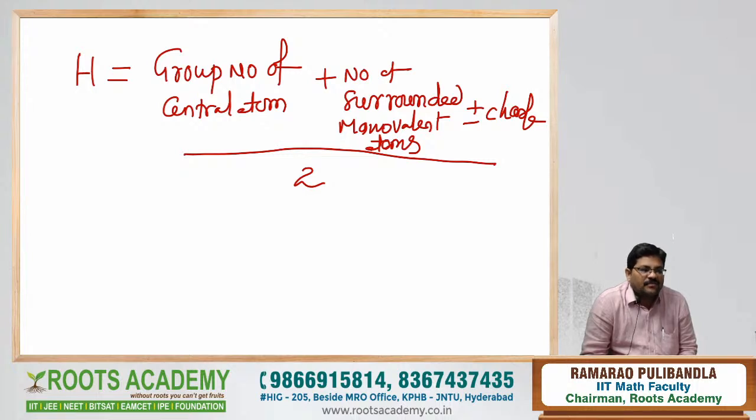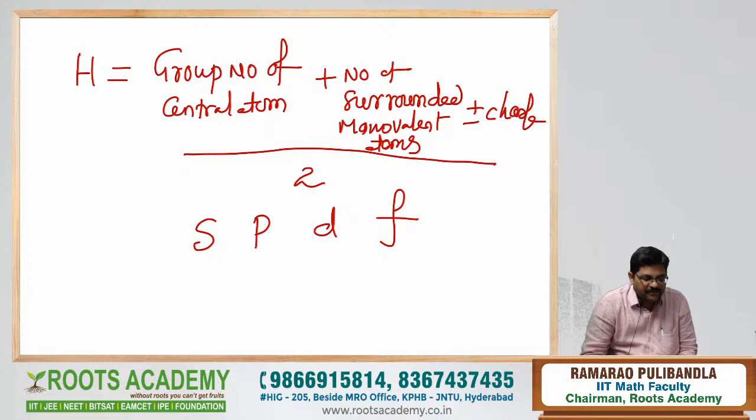In the atom, what are there? Orbitals are there. What are the orbitals? The s orbital is available, the p orbital is available, the d orbital is available, and the f orbital is available. The s orbital is nearer to the nucleus compared to p, p is nearer to the nucleus compared to d, and d is nearer to the nucleus compared to f. Yes or no? Based on that, these atomic orbitals are involved in the process of hybridization.